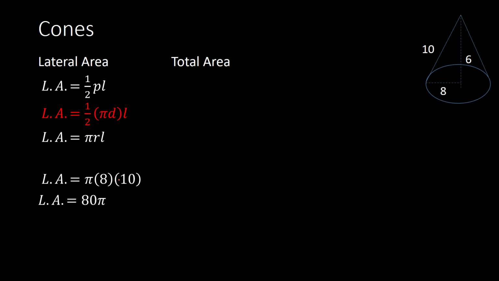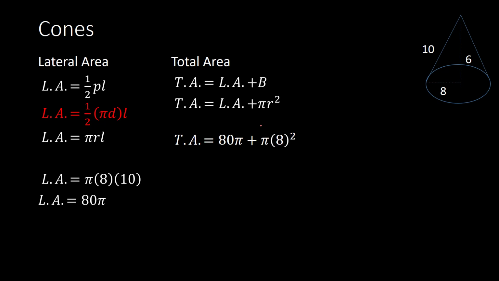And then total area, you take the lateral area plus the base. Well, the area of the base is found by taking the area of the circle, which is pi r squared. So the lateral area we already found to be 80 pi. The radius is 8, so now we have pi times 8 squared, which would be 64 pi. And then add that with 80 pi to get 144 pi.